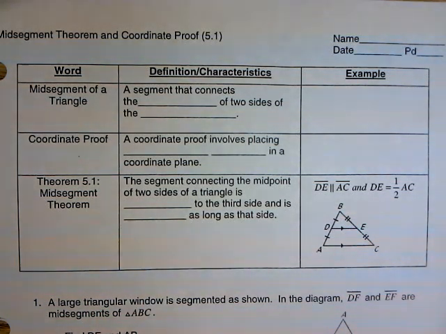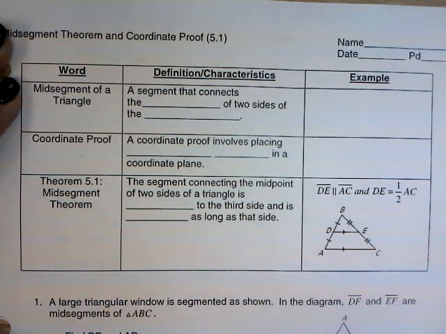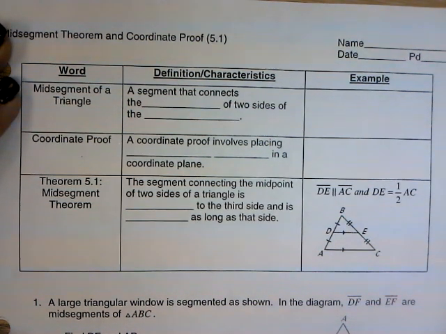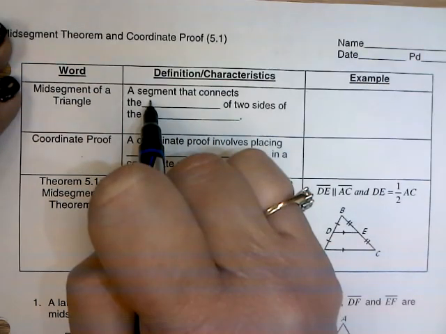Good afternoon. Today we're going to talk about the midsegment theorem and the coordinate proof, which is section 5.1 of our textbook. So first we're going to go ahead and define the midsegment of a triangle. The midsegment of a triangle is a segment that connects the midpoints of two sides of the triangle.